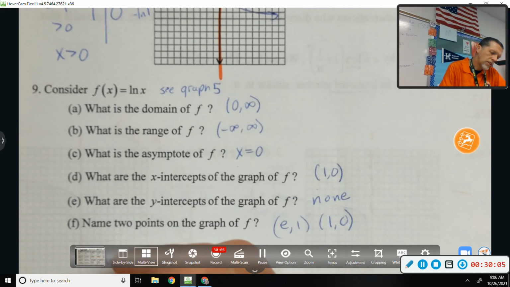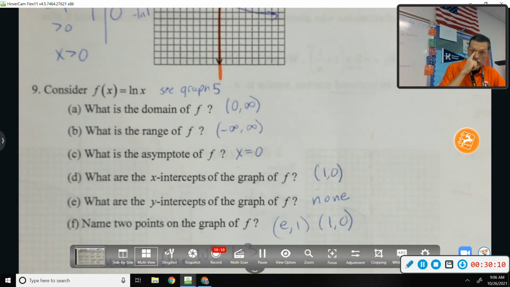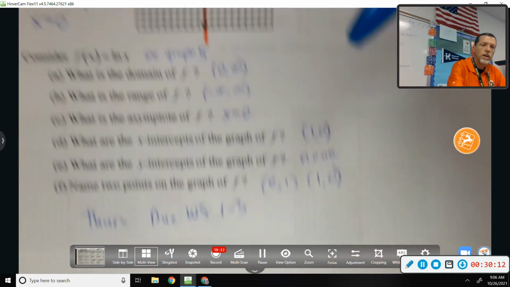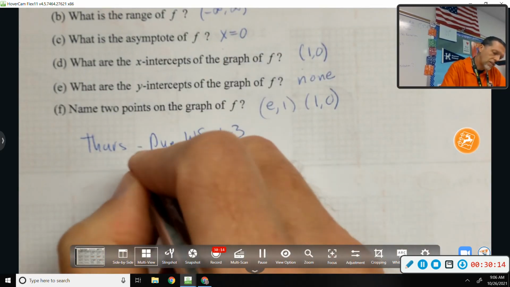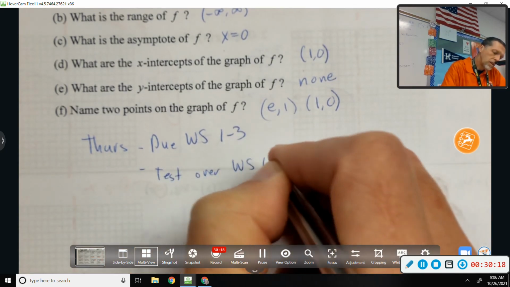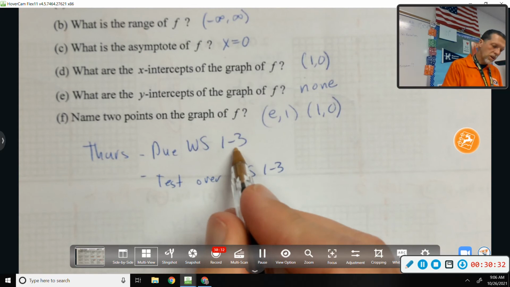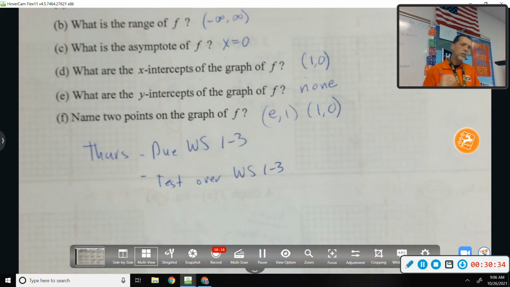So on Thursday, do worksheets 1 through 3. And there is a test over worksheets 1 through 3. Now, I suspect we'll take 5 or 10 minutes to answer questions from worksheet 3, since we won't have had a chance to do that yet. So, on Thursday, we'll do questions from worksheet 3, then we'll take the test, and then we'll do notes for the next day for worksheet 4.